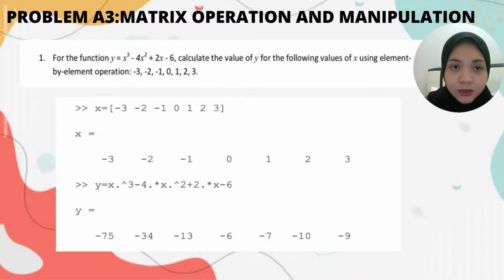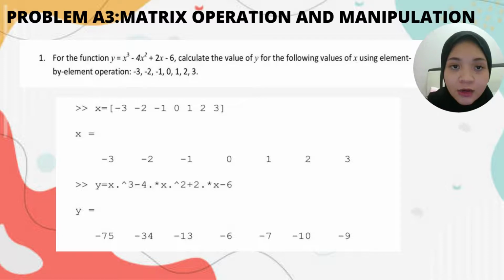Next, for chapter 3, which is problem A3, for the topic matrix operation and manipulation, I choose question number 1. The question is for the function y equal to x squared minus 4x plus 2x minus 6. Calculate the value of y for the following values of x using element by element operation, which is -3, -2, -1, 0, 1, 2, 3.